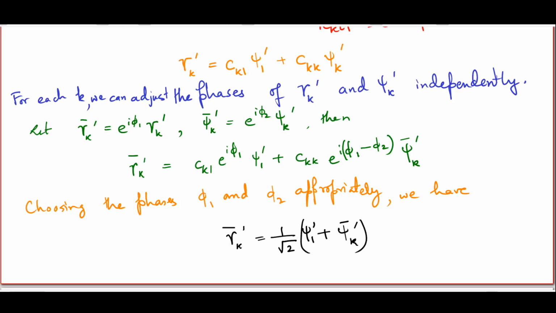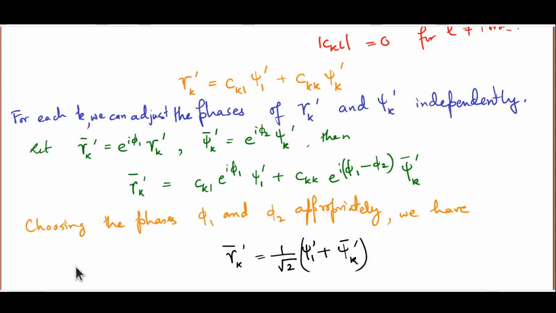Note one very important thing. For each and every k, you are fully free to adjust the phase of upsilon prime k and psi prime k. But you are not going to touch the phase of psi prime 1, simply because there is only one psi prime 1. You can adjust its phase once, definitely. But you can't do it once for each k. You have to do it once and for all.